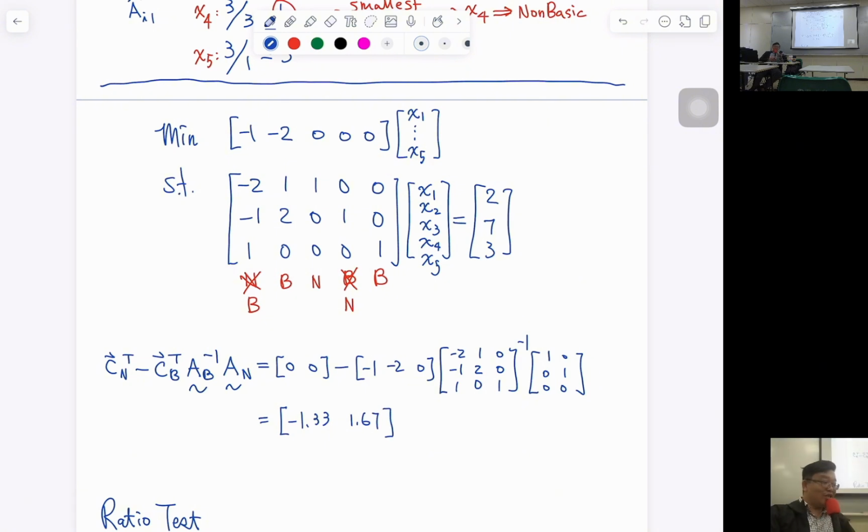So when you see a negative value, that means you can still decrease the function value even more. So not converged yet. So here, this guy is chosen, the most negative. So this is representing x3. It's going to be swapped. So this will become basic later on. Okay?